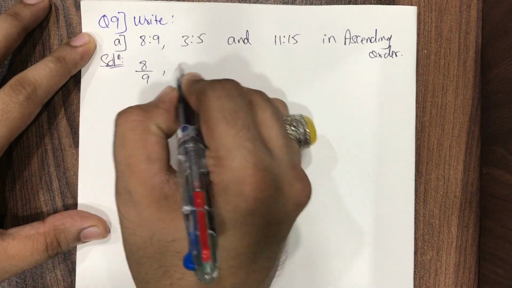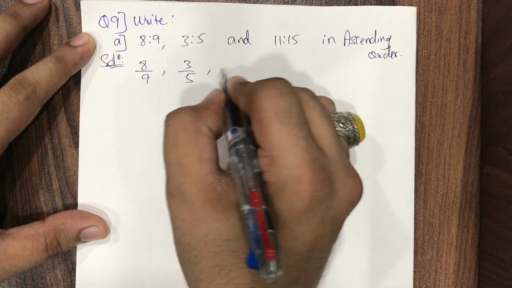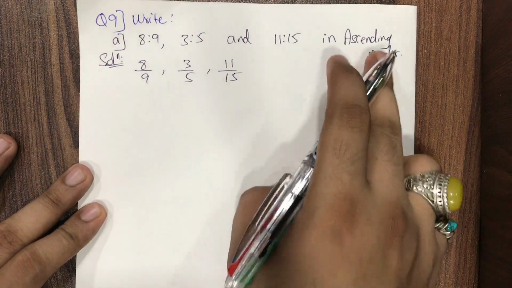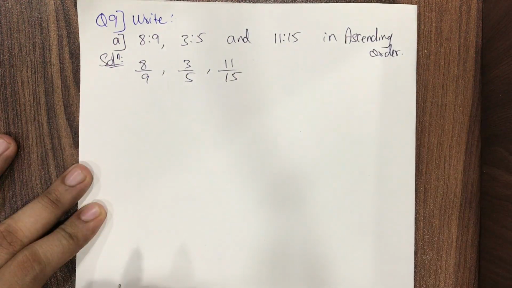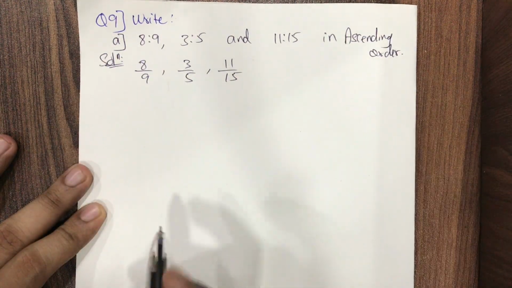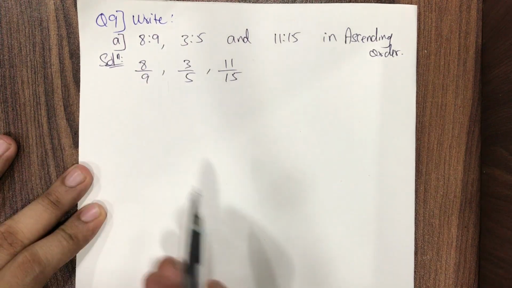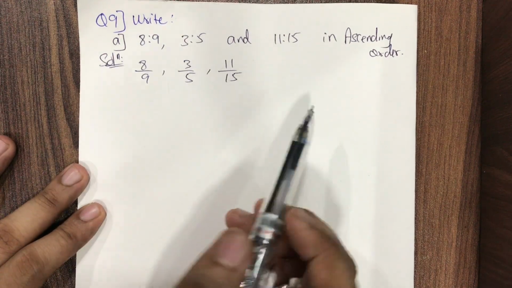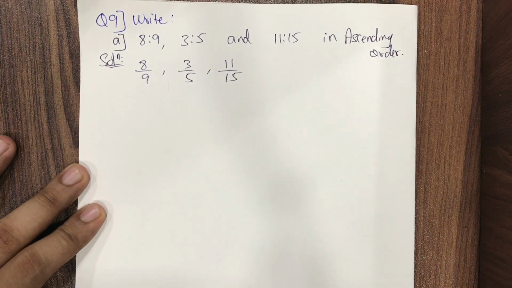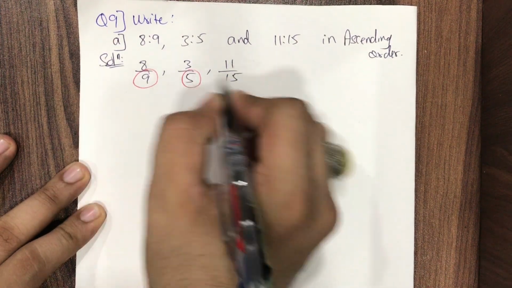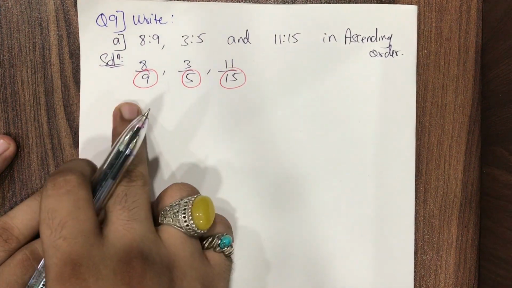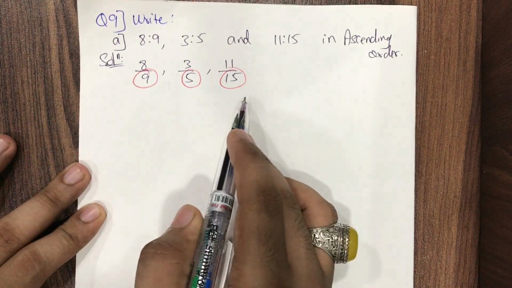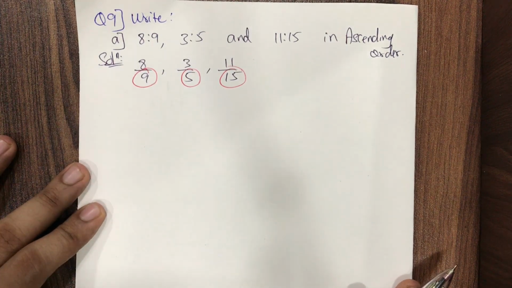8 upon 9, 3 upon 5, 11 upon 15. And right now we cannot decide. Ascending order means from smallest to the largest. So we need to decide which is the smallest number and which is the largest number. By just looking, we cannot say that 3 upon 5 is the smallest or 11 upon 15 is the largest. So the first step once again is to make all the denominators the same. When all the denominators are the same, we'll just judge upon the numerators. So how to make all the denominators the same? There is only one best way. What is it? Yes, taking the LCM.